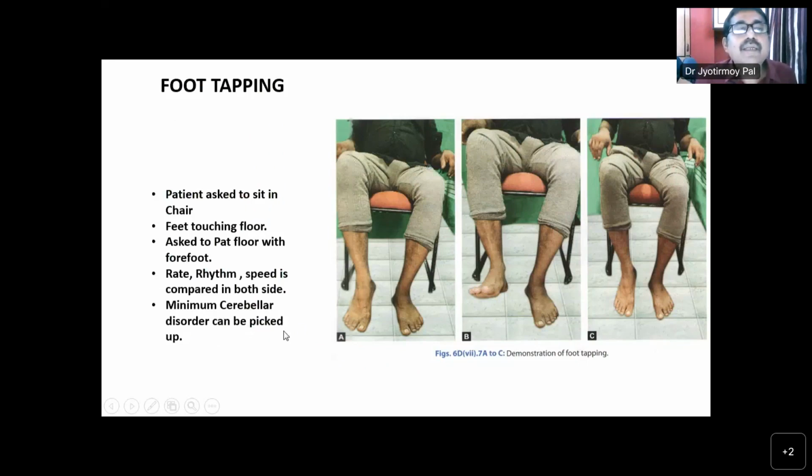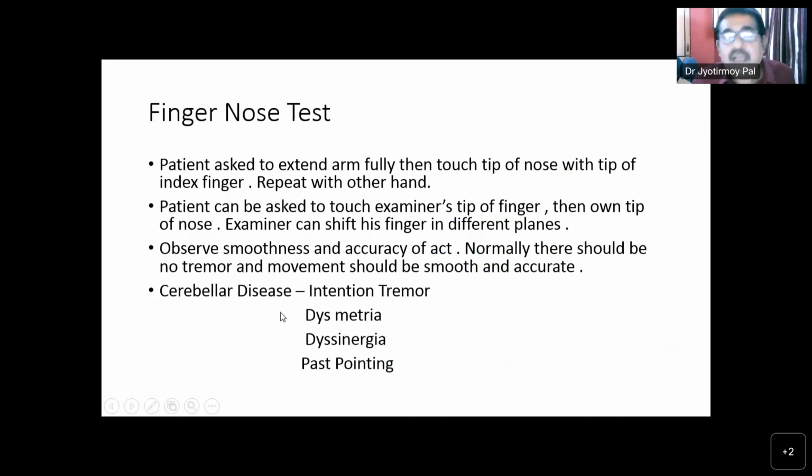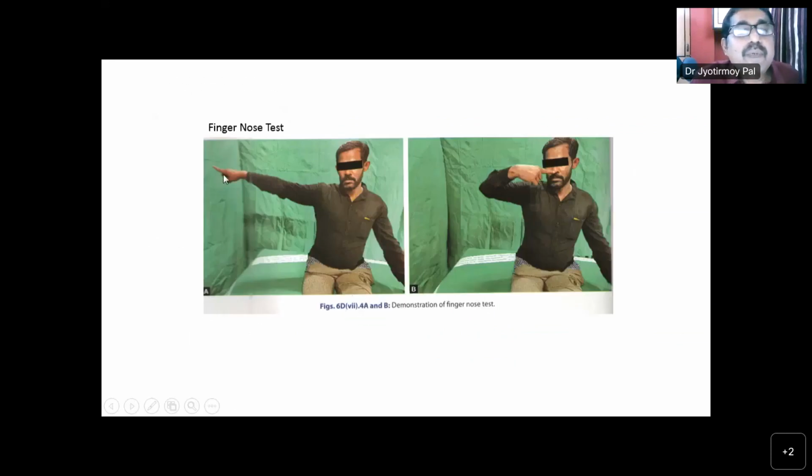Next slide. Next is the finger nose test. I am coming like this. You ask the patient to close the eyes and touch his nose. Finger first outstretched, then touch your nose. This is called the test of dysmetria. I told you the cerebellum assesses accuracy or judges distance. If there is dysmetria, either the patient cannot touch the nose, or the finger will go beyond the nose, or it will stop before the nose. So it is called hypometria or hypermetria.